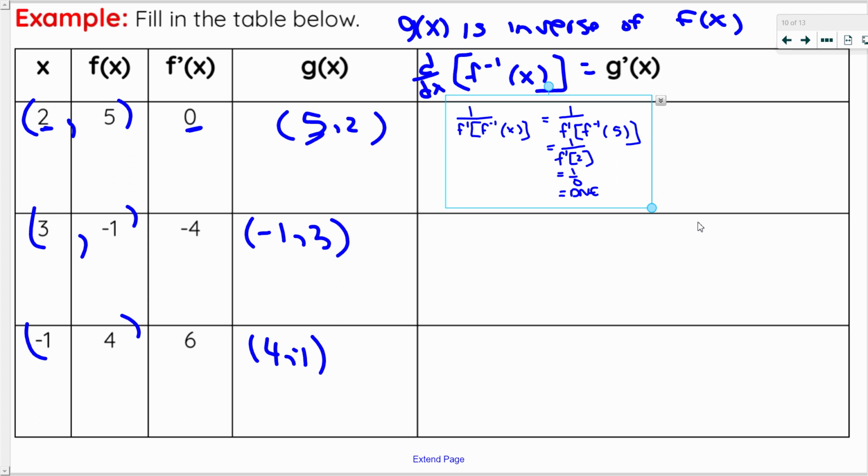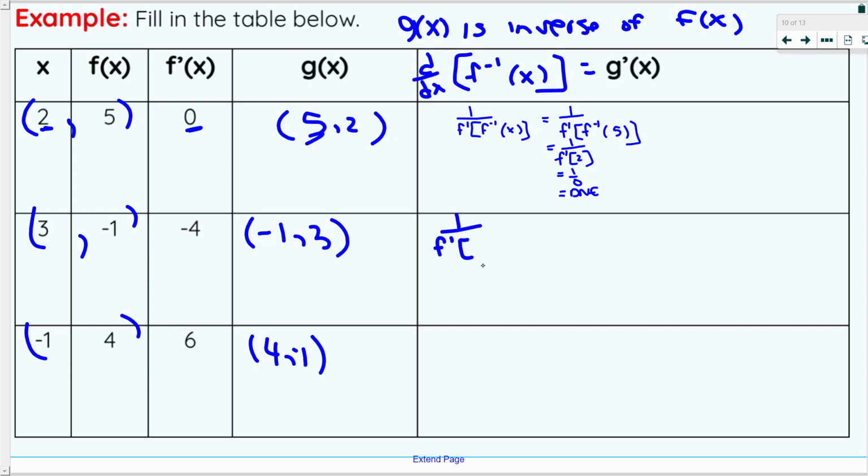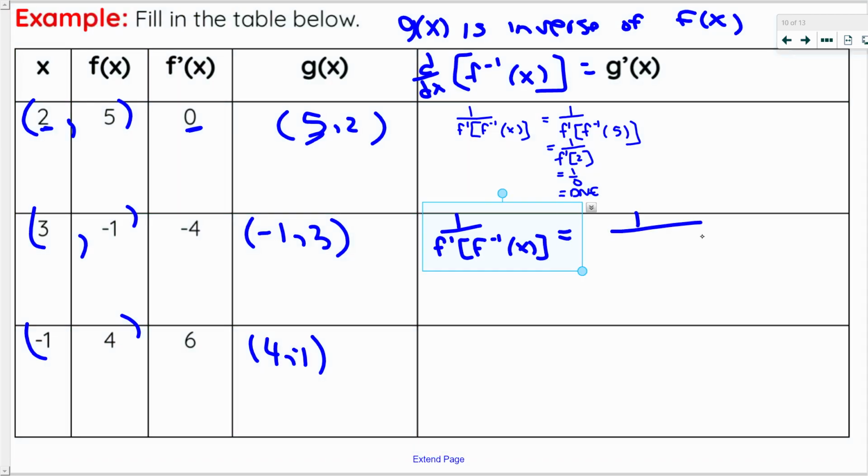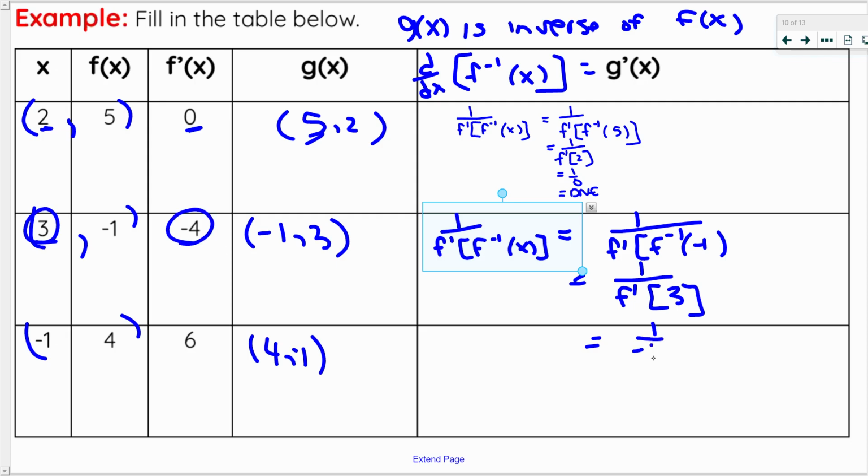Okay, let's go to my next one. For this one here, I'm going to go 1 over f prime of f inverse of x. The more times you write it out, the faster you can commit it to memory. Okay, so this is f prime of f inverse of -1, which is 1 over f prime of the value that goes with that, which is 3. And f prime of 3 is -4. So it's 1 over -4, or I would prefer to write it as -1 over 4.